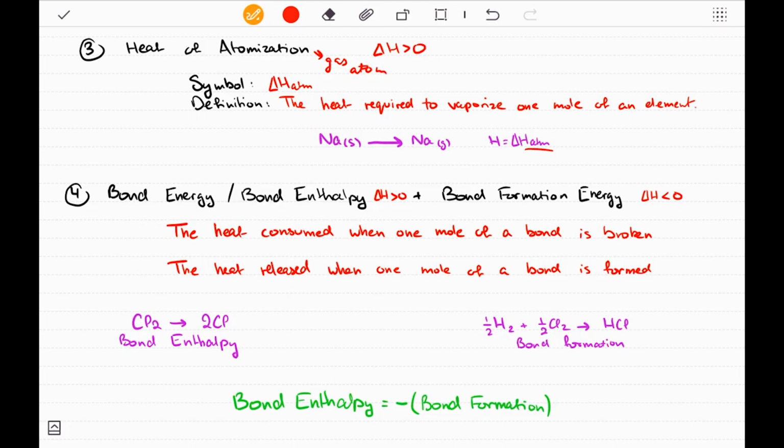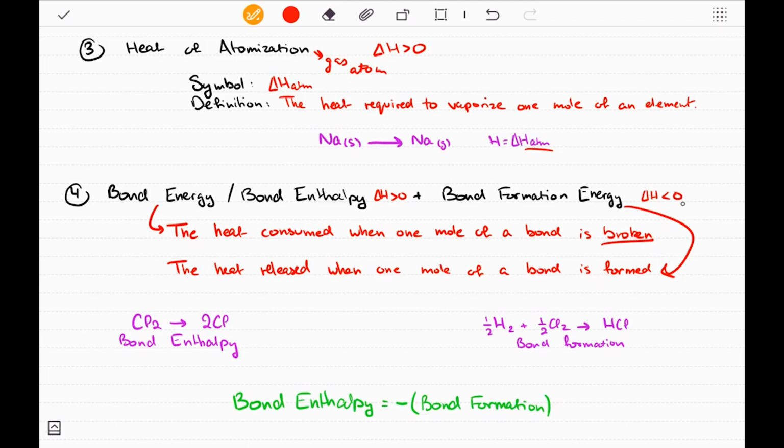The next thing we're going to be talking about is bond energy as well as bond formation energy. These aren't really precise names. We just use these. It's not like heat of atomization where there's a symbol or anything. You just need to know what each one is. Bond energy is the heat consumed when 1 mole of a bond is broken, and bond formation energy is when 1 mole of a bond is formed. And again, if you look back at what we said for endothermic and exothermic, bond energy is always going to be positive. It's an endothermic reaction. And forming a bond is always going to be negative because it's an exothermic reaction.